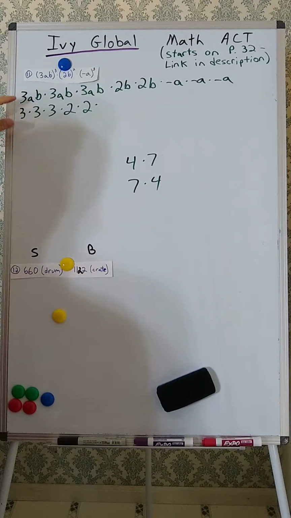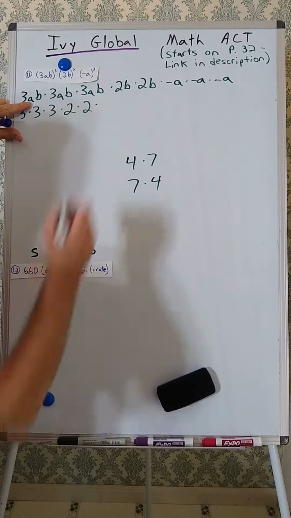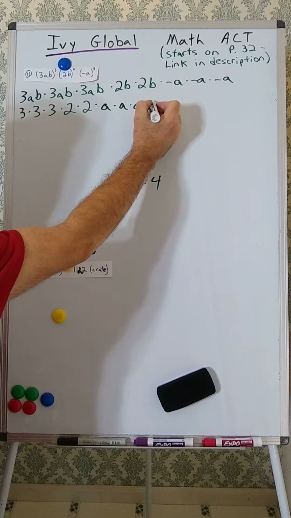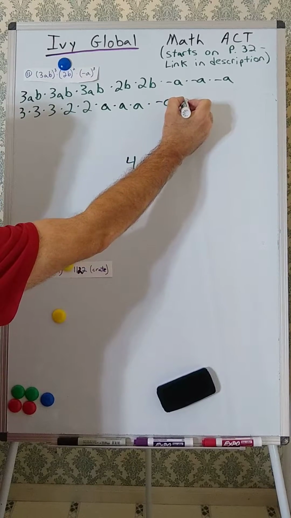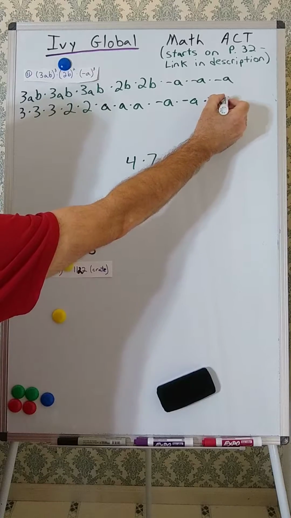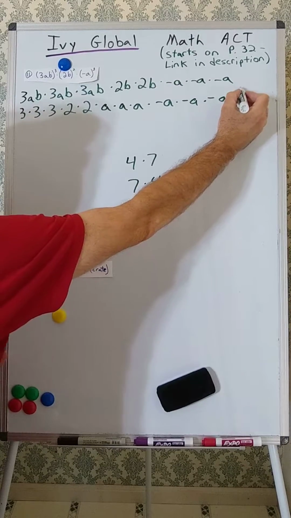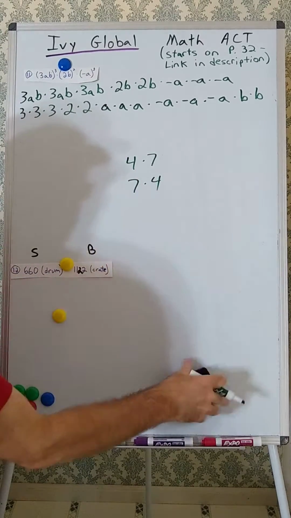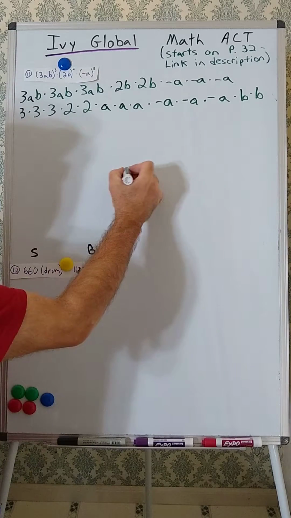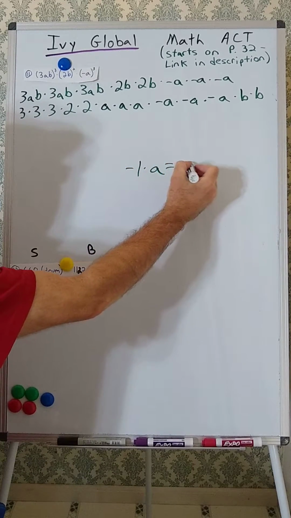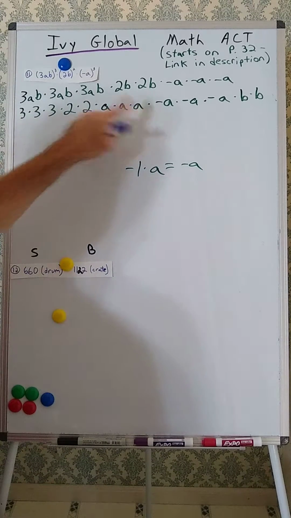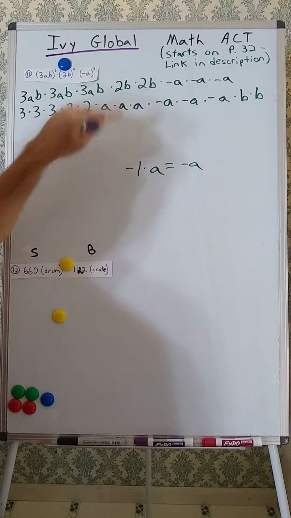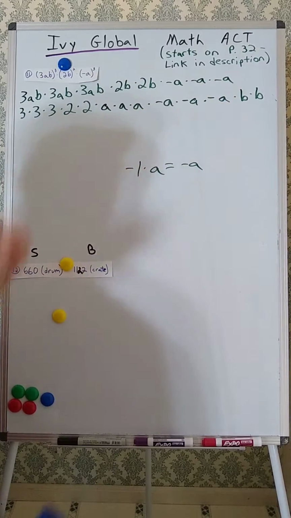Now I want all the factors that have a in them together, so times a times a times a times the opposite of a times the opposite of a times the opposite of a, and then times b times b. And remember, the opposite of a is just negative 1 times a. So what we could do is multiply this out, pretend we don't see that opposite there, and then at the end multiply by negative 1, 1, 2, 3 times.